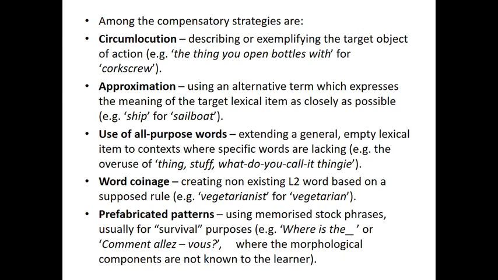So there are a lot of compensatory strategies, and one is circumlocution. That is describing or exemplifying the target object or action, for example, the thing you open a bottle with, for corkscrew. So that is called circumlocution.